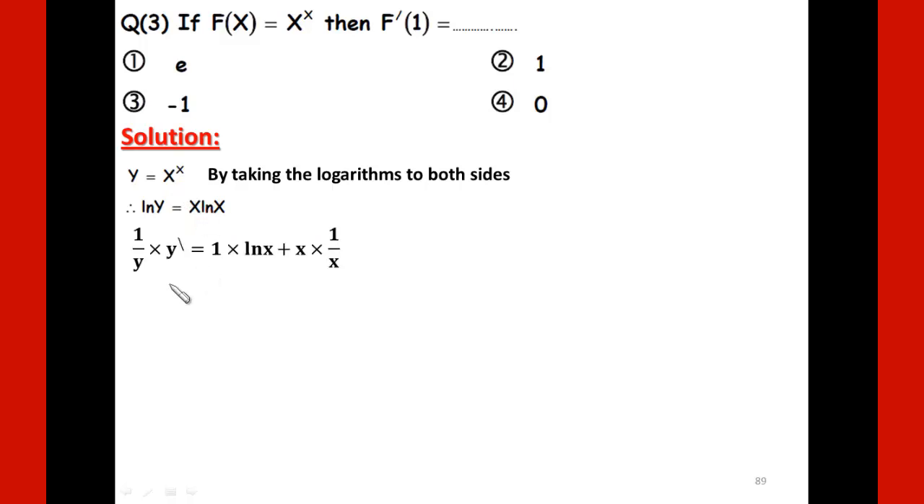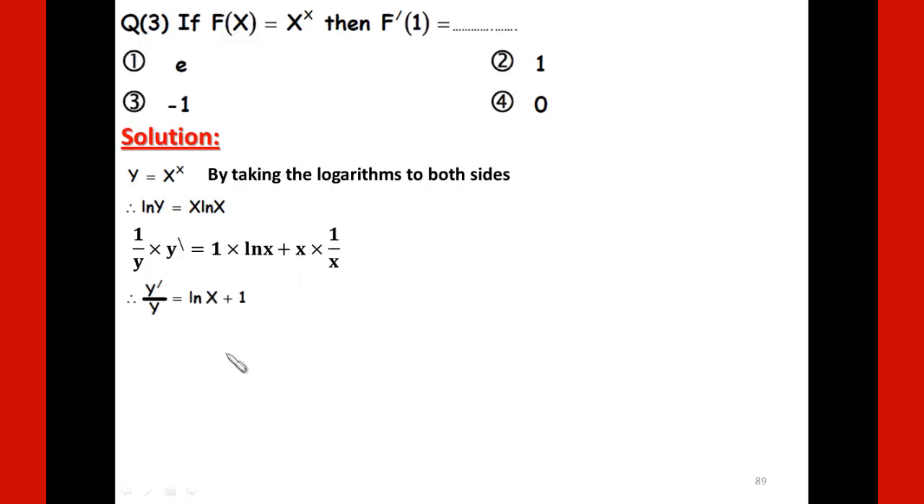And we make the first derivative. What is the derivative of ln y? It equals 1 over y multiplied by the derivative of y with respect to x, which is y dash. And here we have two functions, x multiply ln x. So the derivative equals the derivative of x, which is 1, multiply ln of x, plus x multiply the derivative of the second function, the derivative of ln of x, which equals 1 over x.